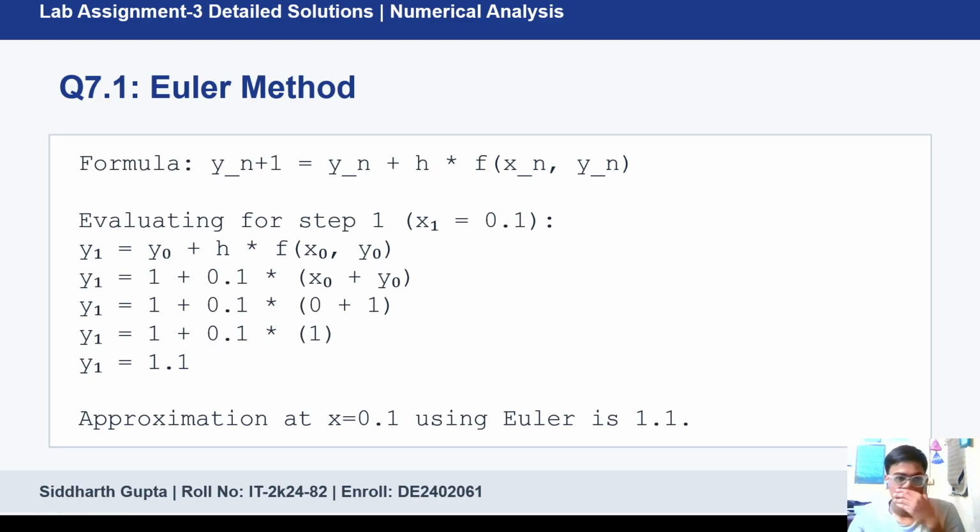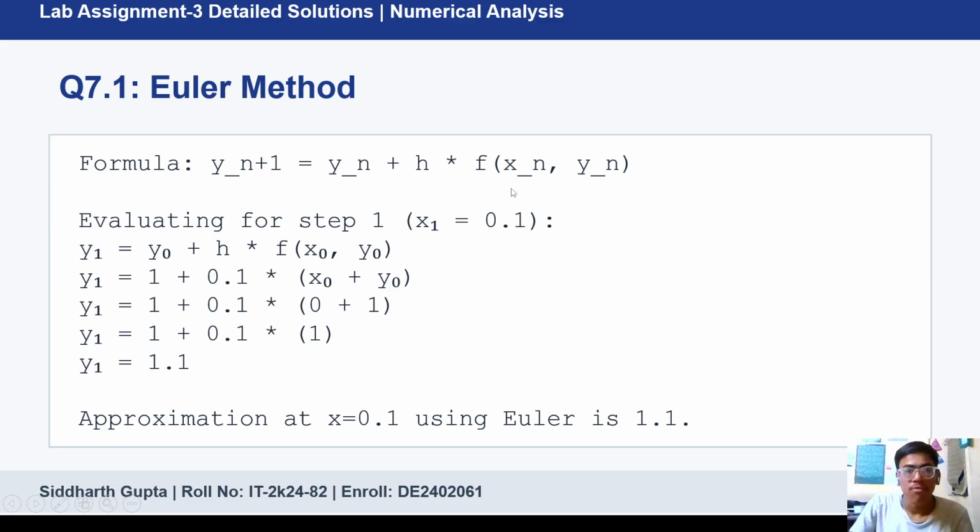What we will do is use the formula for the Euler method. The formula for the Euler method is y(n+1) equal to yn plus h into f of xn, yn. So yes, the formula for the Euler method is this.